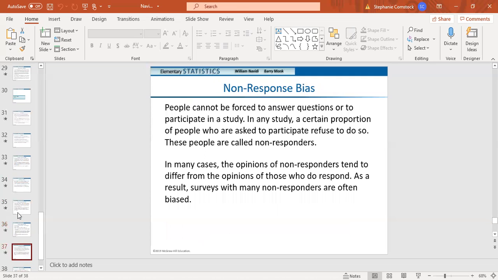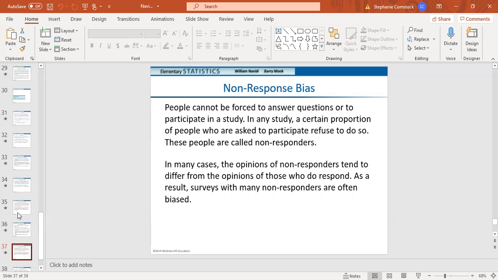Okay. Then we've got what's called non-response. Okay, this is you can't make somebody answer a question. You can't make somebody send a survey back in. You can't force people to answer the phone and answer your questions. So there are going to be some people who just outright refuse to participate, and these are called non-responders or non-responses.